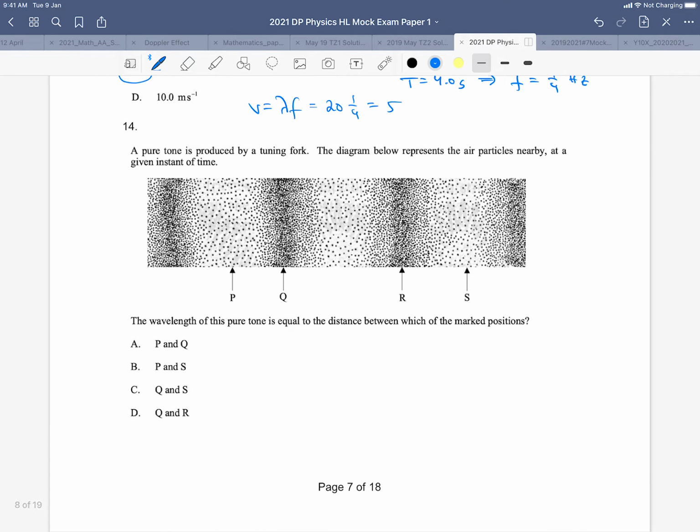Longitudinal wave. We have air particles at a given instant of time shown here. Now we need to remember that one wavelength is the distance between two wavefronts that are obviously shown there. From Q to R, that's where we have one wavelength. From a compression to an expansion to a compression again, that's one full wavelength. So Q to R.